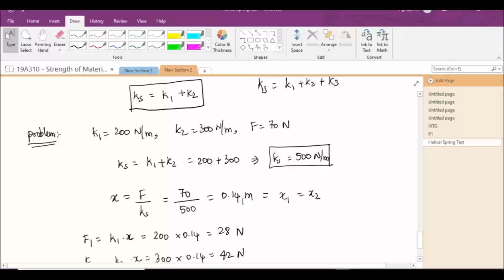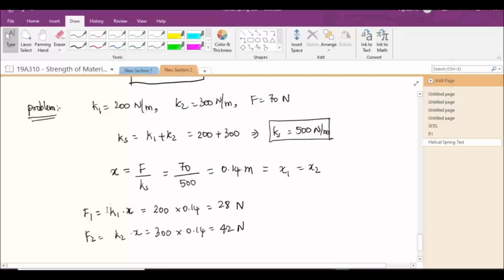So that's why it is used in automobiles, so the wheel doesn't travel too much up and down because of the force applied by the road. Now we need to find the force applied in each spring, F1 and F2.